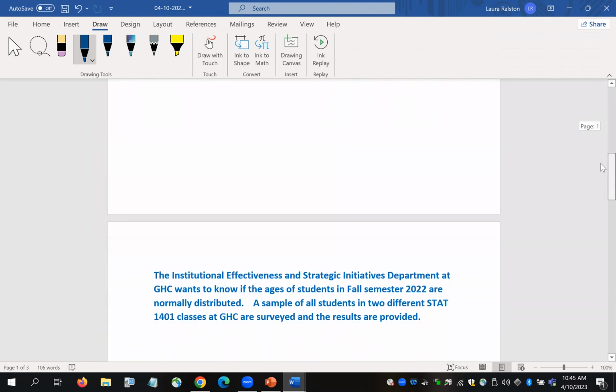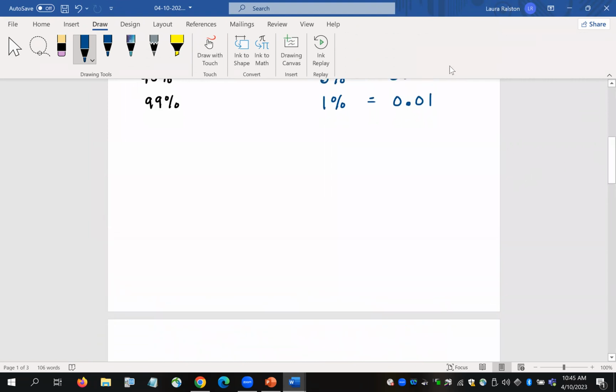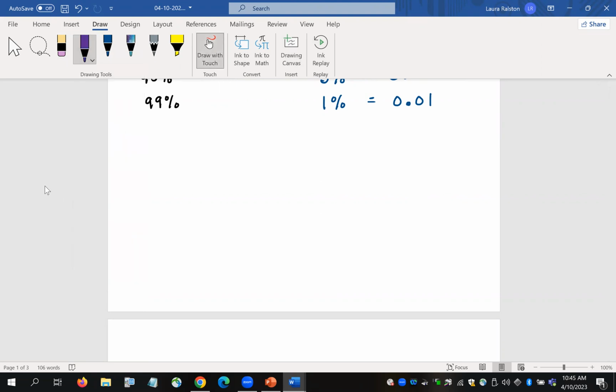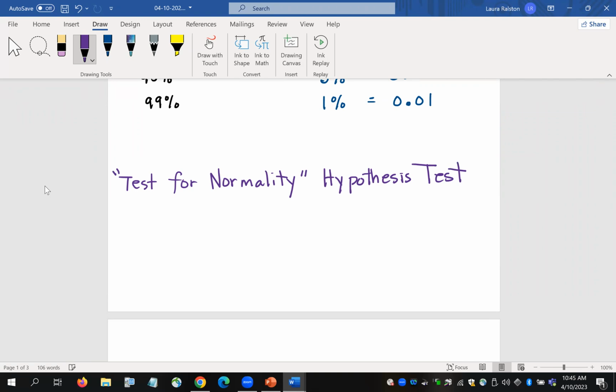I'm going to make us a note here. The first type of hypothesis test that we're going to do is the test for normality hypothesis test. I want to try to go through those steps that we outlined earlier as we go through this question.